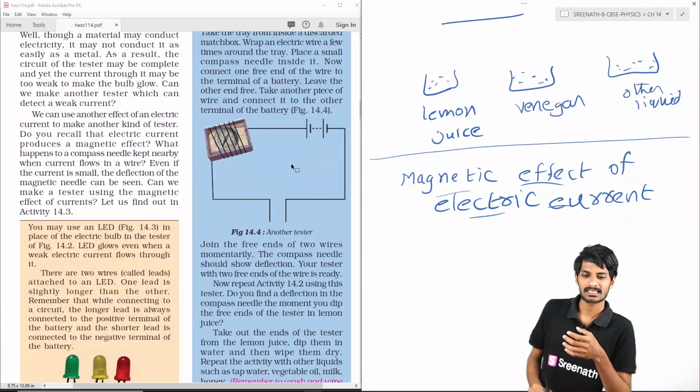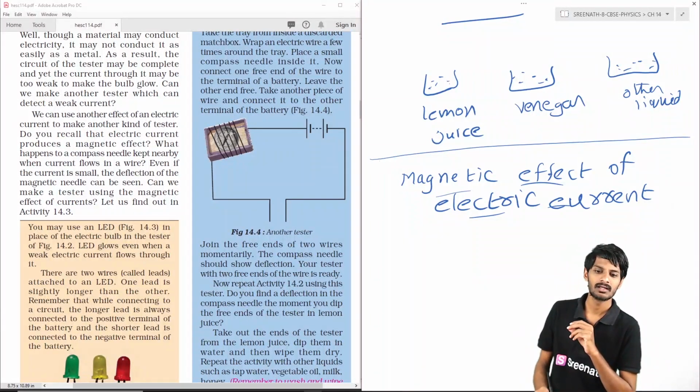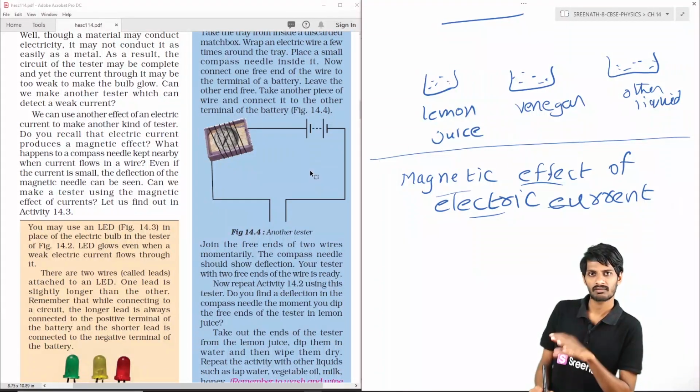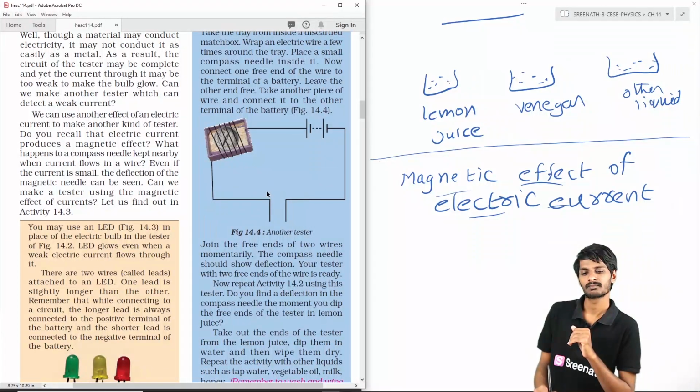So how it looks is like this. We take an empty match box and place a magnetic compass here, and we wind some electric wire around it and connect it to a battery. The other end of the battery is one free end, and the other end which comes out of the magnetic compass is another free end. These two are the free ends, students. Okay, this is the situation.